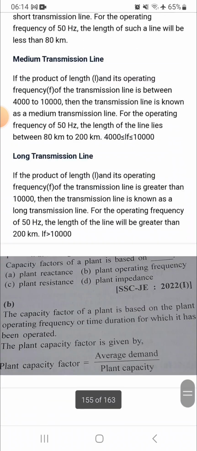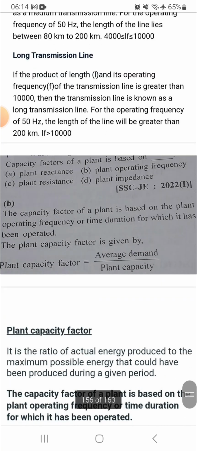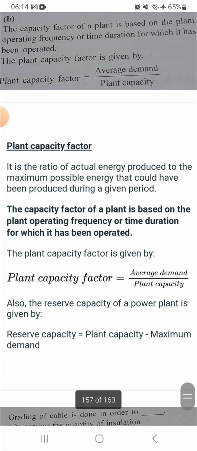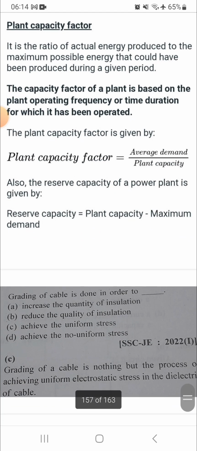Medium and the long. Next one, the capacity factor of a plant is based on, option B, the plant operating frequency. The capacity factor of a plant is based on the plant operating frequency or time duration for which it has been operated. Plant capacity factor is average demand by plant capacity, okay. Reserve capacity is the plant capacity minus maximum demand.